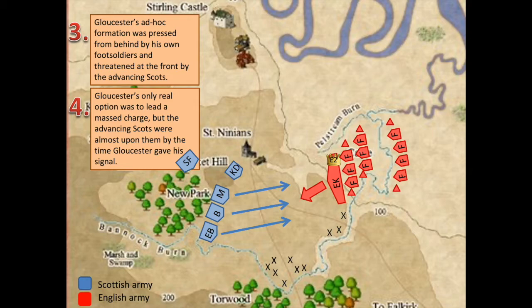dumbfound the English. So Gloucester's only real option, faced by a charge down the hill from Bruce's Scots, was to lead a mass charge of his own. But the advancing Scots were almost upon them by the time Gloucester was able to give the signal to his disorganised force.